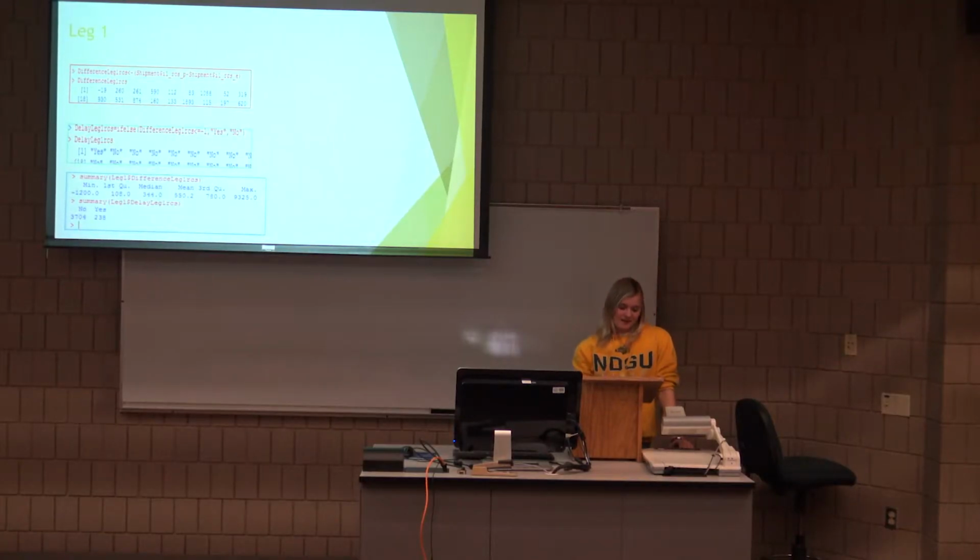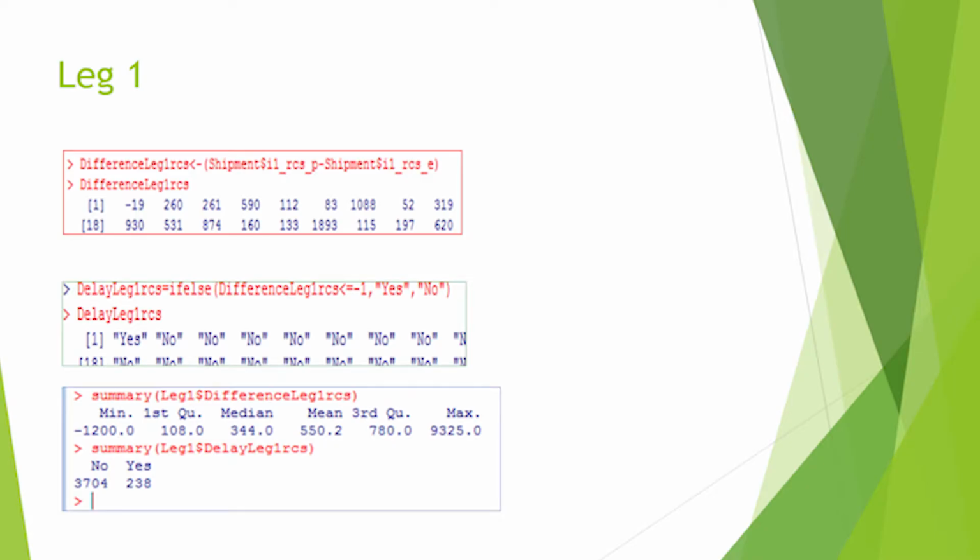Hi, my name is Whitney, and in the next part we examined the planned or estimated times for each stage in the legs and compared them to the effective or actual times the shipments took. By doing this, we subtracted the actual from the planned, and if we got a negative number, a delay would have occurred. Next, we changed all of our delays or negative numbers into yeses for the delays and no's for being either on time or ahead of time.